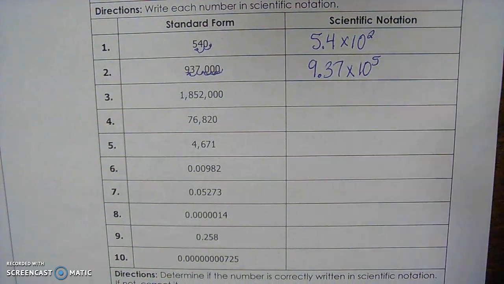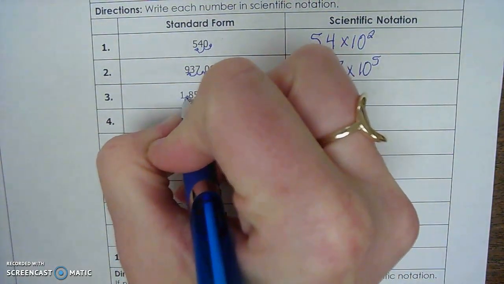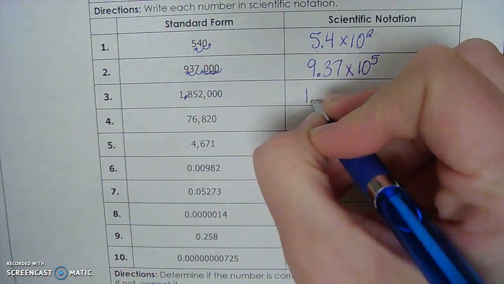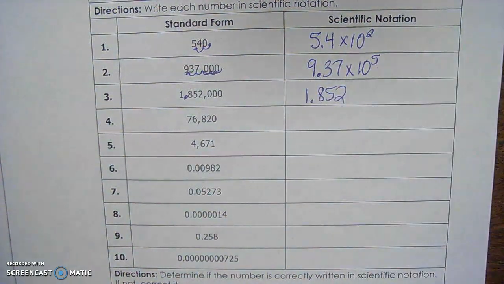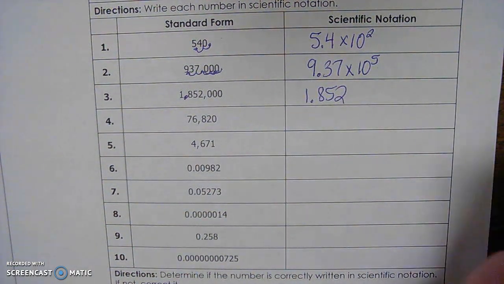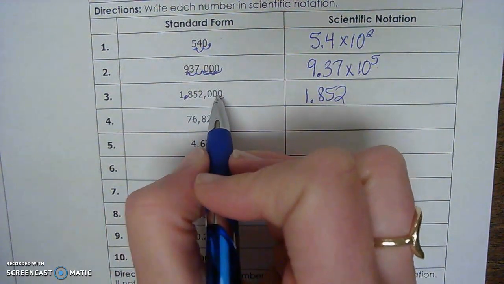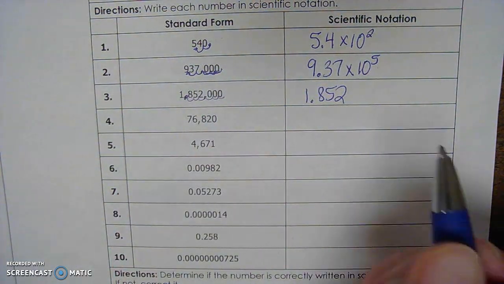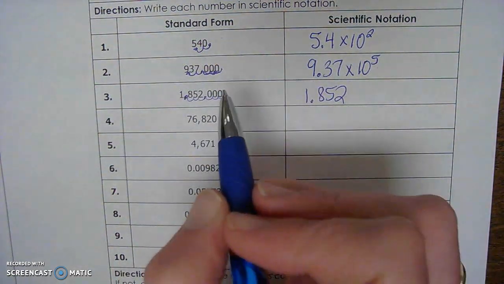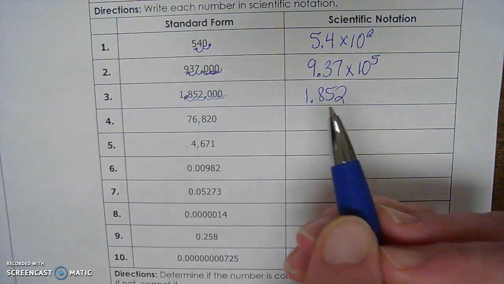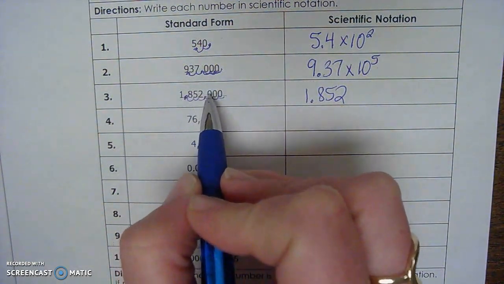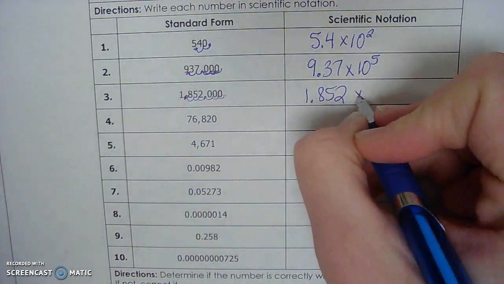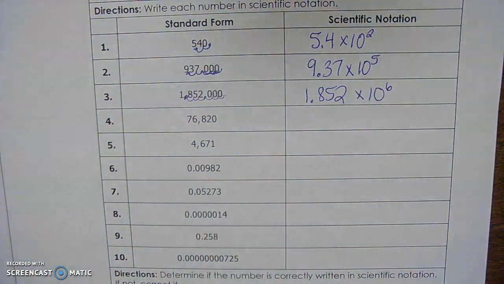Sometimes you don't have to think about moving the decimal. You can just say, okay, I know it needs to be right there. So 1.852, and then you can count 1, 2, 3, 4, 5, 6. If you don't like doing the little swoops, you can actually just count the numbers behind the decimal. 1, 2, 3, 4, 5, 6. So 1.852 times 10 to the 6th.